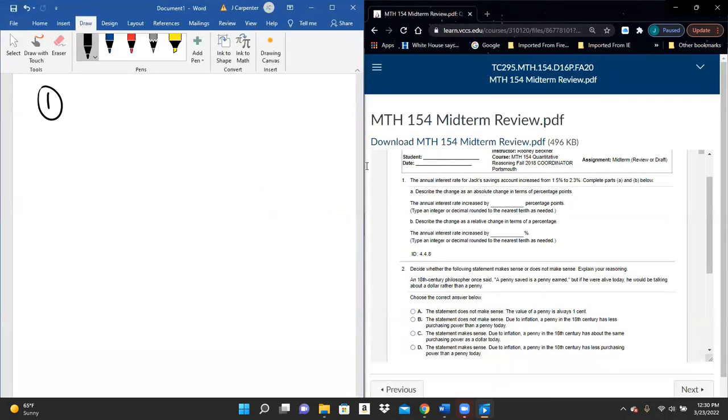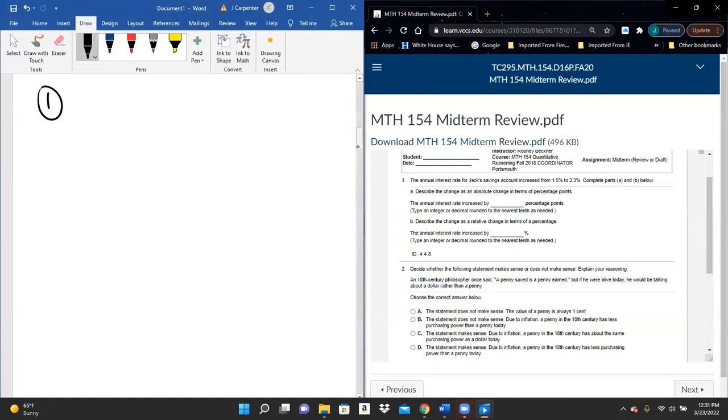So the annual interest rate for Jack's savings account increased from 1.5% to 2.3%. Complete parts A and B, which are to find the absolute change or total change in terms of percentage points, which we said we have to phrase that with percentage points when we're talking about change of percents, and then to find the relative change, aka the percent change. That would be kept as a percent symbol because percent change is always a percent. We just don't use the percent symbol for a total change because then it could be confusing. And that confusion happens when the numbers that you're originally given are percents. This doesn't happen a lot, but it certainly does happen.